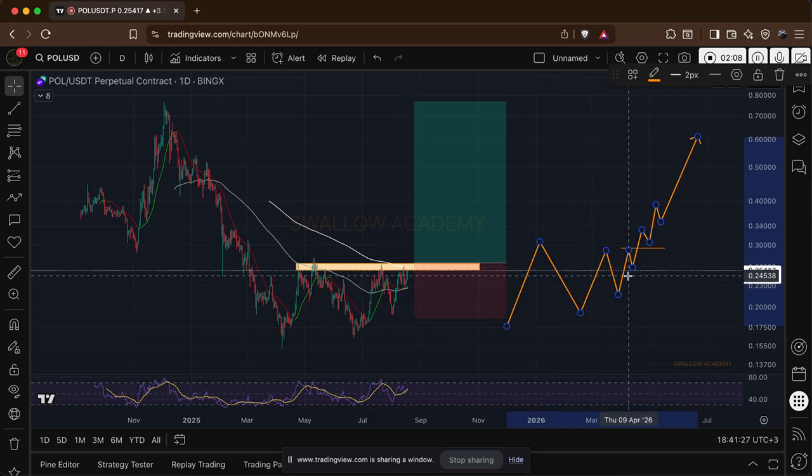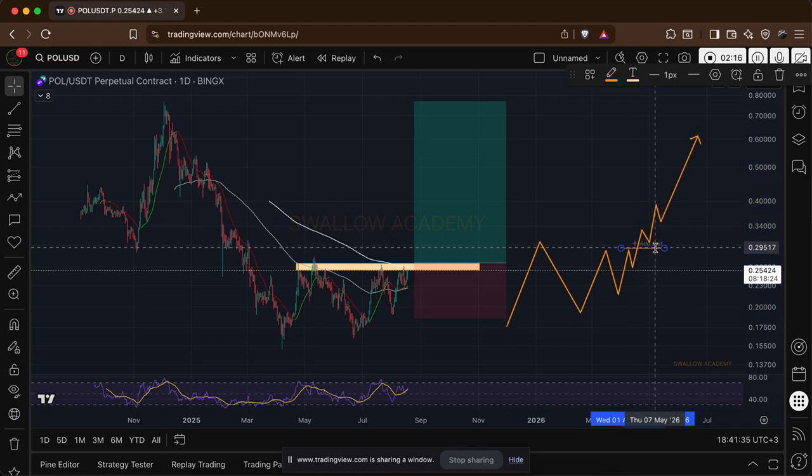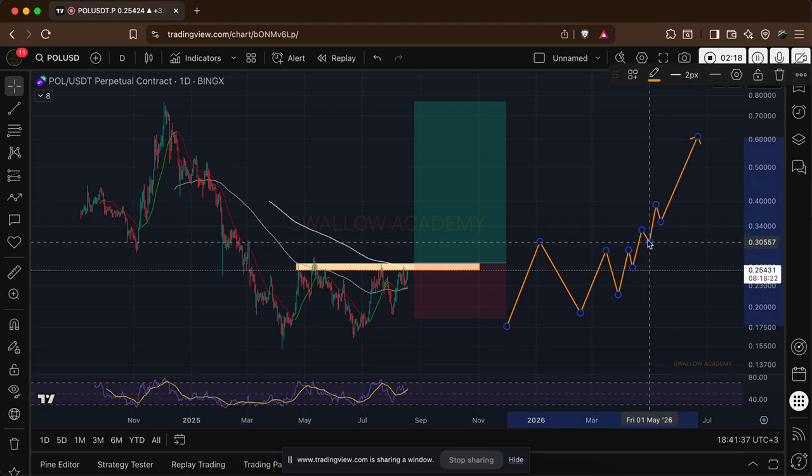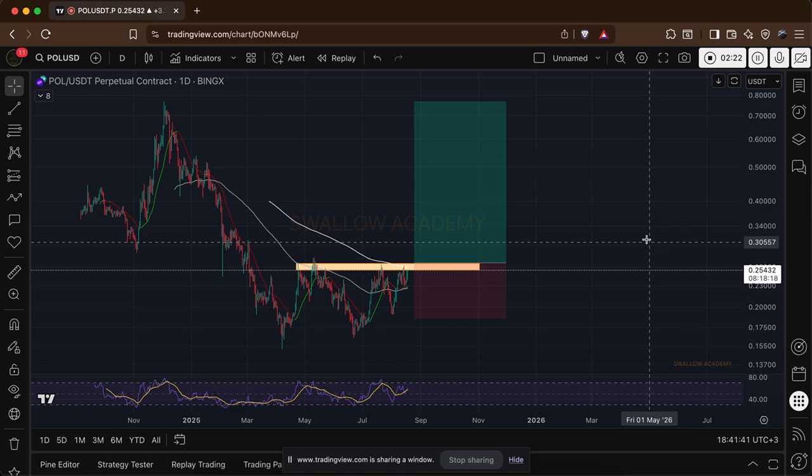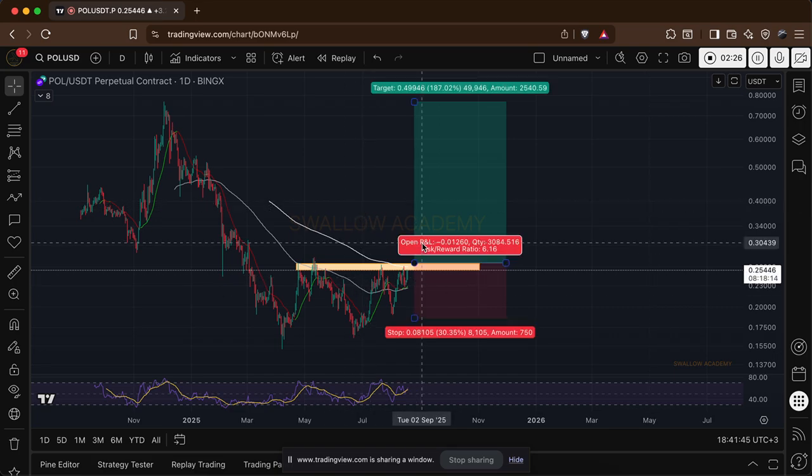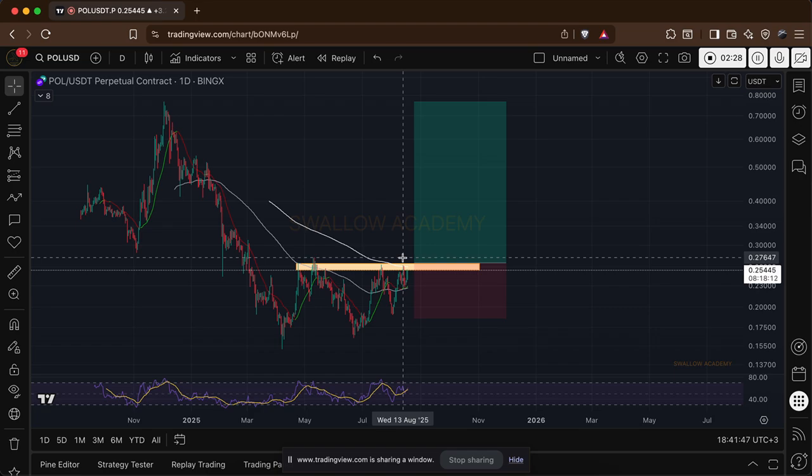But ideally, again, we already are going to enter once we see the breakout, because alt season is about to happen, you want it or not, and there might be a very volatile movement on the market, so we might actually not even retest any kind of zones. So that being said, on the daily time frame, we are very bullish on the POL coin.